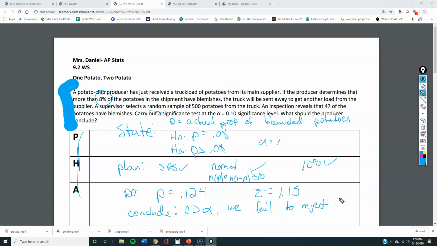That means there's not sufficient evidence to conclude the shipment has more than 8% blemished potatoes. Okay, so that truckload's fine. We can use them to make our tater chips. All right. So we failed to reject because P was bigger than alpha. We do not have sufficient evidence that the proportion of blemished potatoes is greater than 0.08.